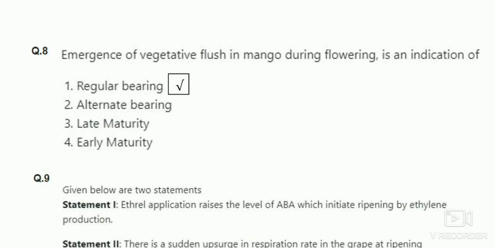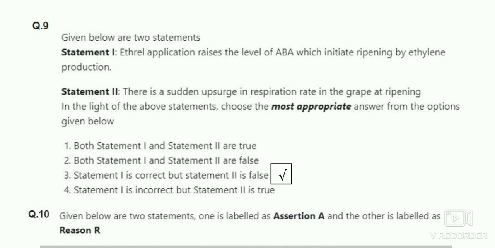Given below are two statements. Just read this question. This is a very interesting question, and only if your concept is clear can you do such questions. Statement 1: ethephon application raises the level of ABA, which initiates ripening by ethylene production. This statement is exactly right. Second statement: there is a sudden upsurge in respiration rate in grape at ripening. It's false. Why is it false? Because respiration rate declines due to increased ABA, because grape is a non-climacteric fruit. So the third option is right: statement 1 is correct, but statement 2 is false.